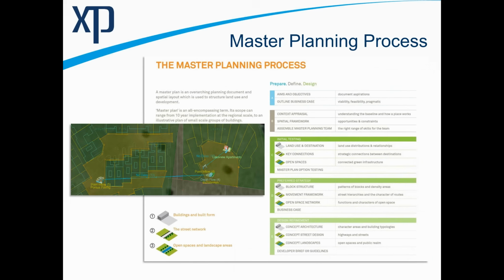The master planning process itself is a process within itself, and this goes to show the range of stages that we have to go through, even at the early concept. So we're looking at things like spatial frameworks. We're looking at key connections, the connectivity between what? Between the urban environment and the rural environment. We're looking at connecting green infrastructure. And we need to look at the various functions and the characters of the open space.